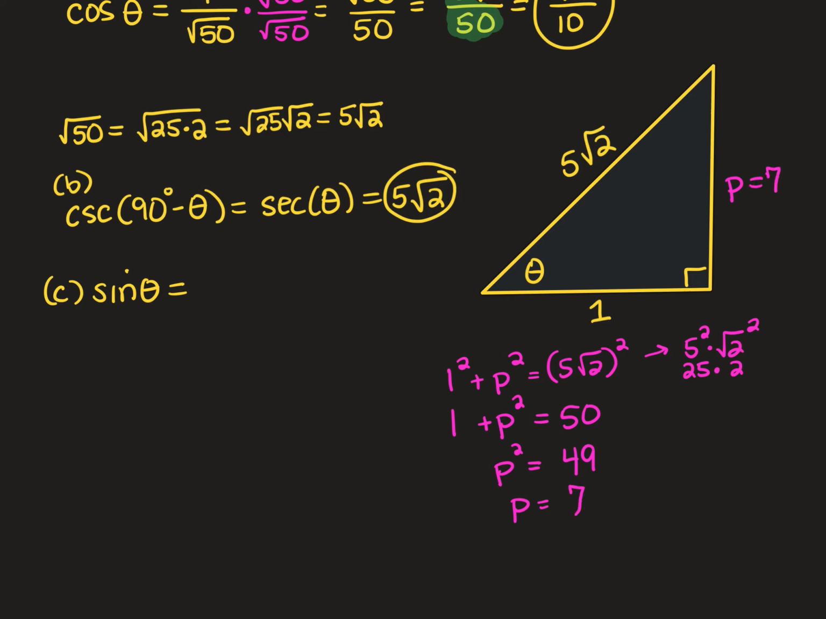So if I wanted to find sine, I just have to do the opposite side over the hypotenuse. So that would be 7 over 5 times radical 2. And then once again, we don't like to leave our square roots in the denominator, so let's multiply by radical 2 over radical 2. And what we get is 7 radical 2 over, this ends up being 10.